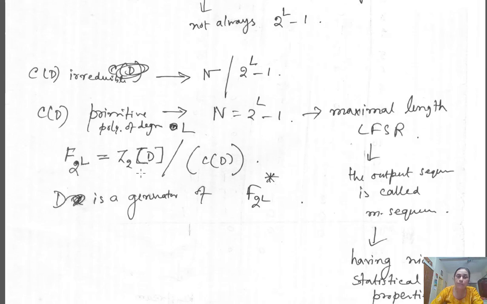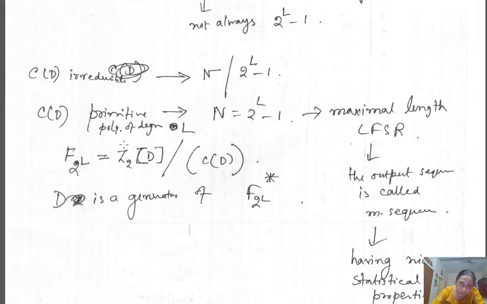Initially these were all polynomials. Now I divide by a degree L polynomial and take the residue. When every polynomial is divided by a polynomial of degree L, its degree reduces to at most L minus 1. So every polynomial in this class has degree less than L. You can prove that this is a finite set.